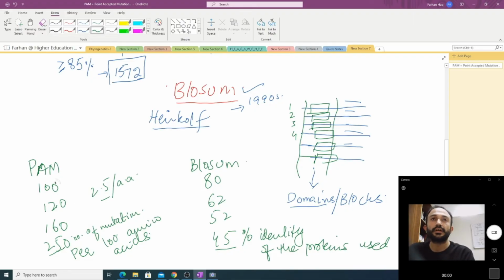PAM 100 is for more conserved sequences, and BLOSUM 90 means there's a 90% identity between the two sequences. So the higher the BLOSUM number, the higher the identity. The lower the PAM number, the higher the identity. So there are two simple differences, and we can use both.